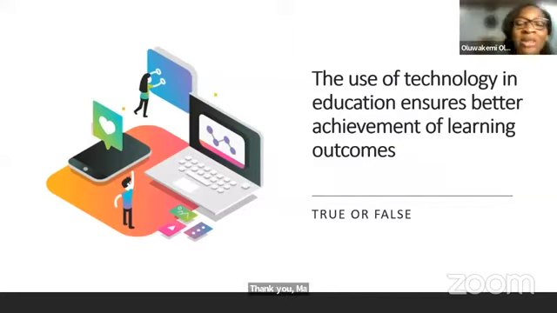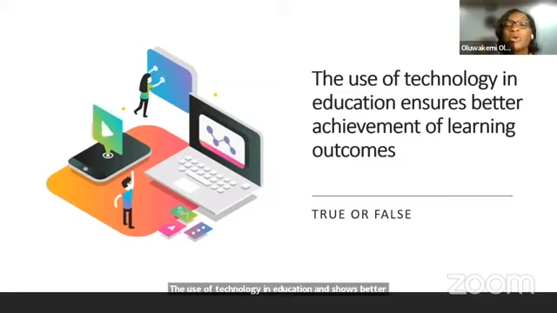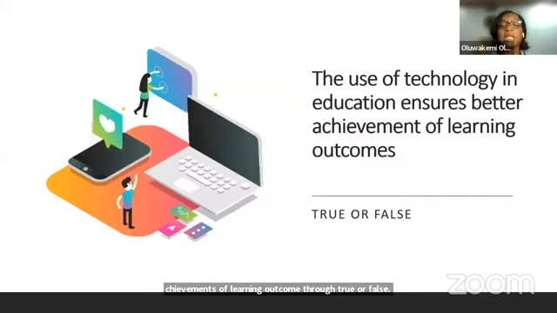Thank you so much. There are a few other people who also said false, and I'm sure they're coming from your angle too. So, the use of technology in education ensures better achievement of learning outcomes: true or false? Let's see what research says. A lot of you have said true, a few people said false.